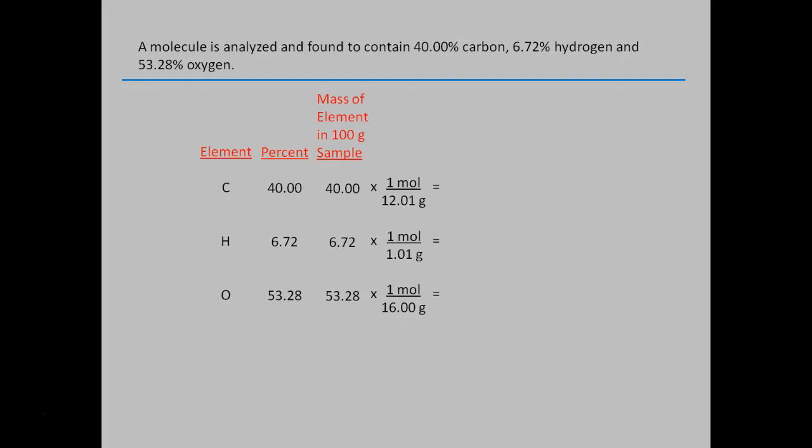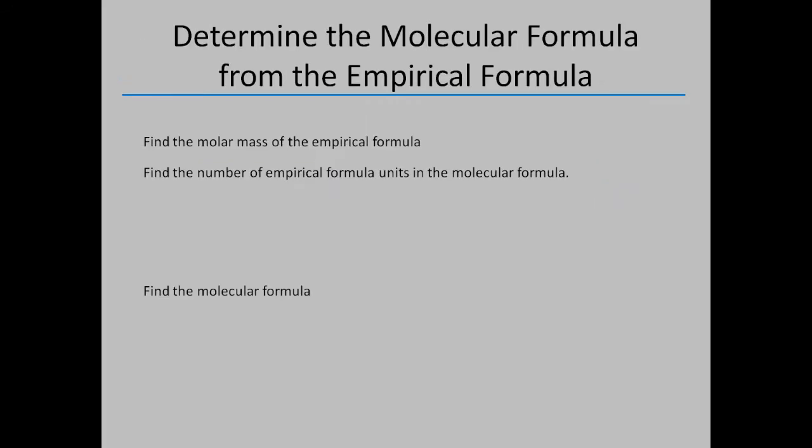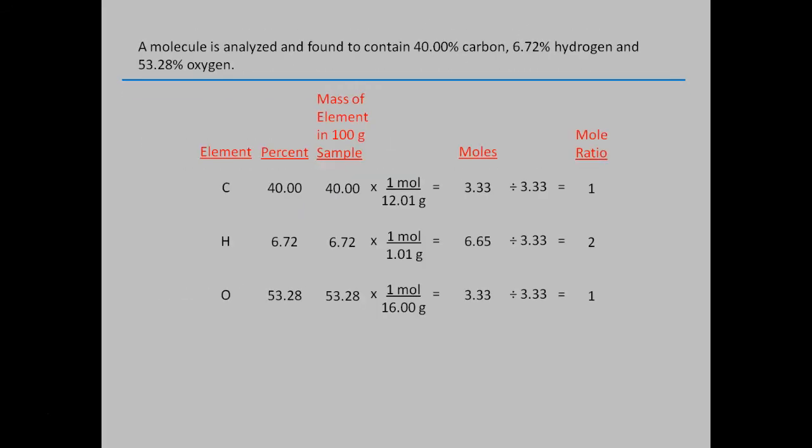We can now multiply each of these by the inverse of their molar mass, or divide by molar mass, and it'll tell us our moles. So we can see here that I have 3.33 moles of carbon, 6.65 moles of hydrogen, and 3.33 moles of oxygen. We'll take the lowest number of moles present, which is 3.33, and divide the moles of each by that, and we get a mole ratio of 1 to 2 to 1. Therefore, our empirical formula for this compound would be CH2O.